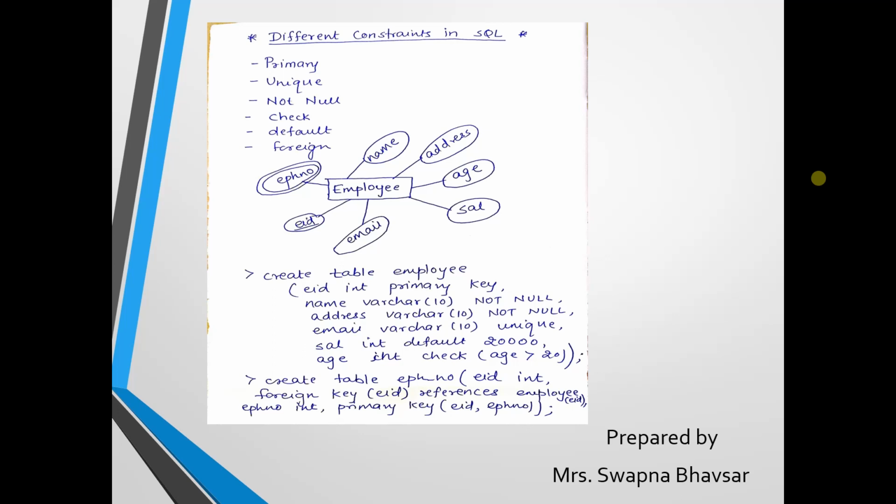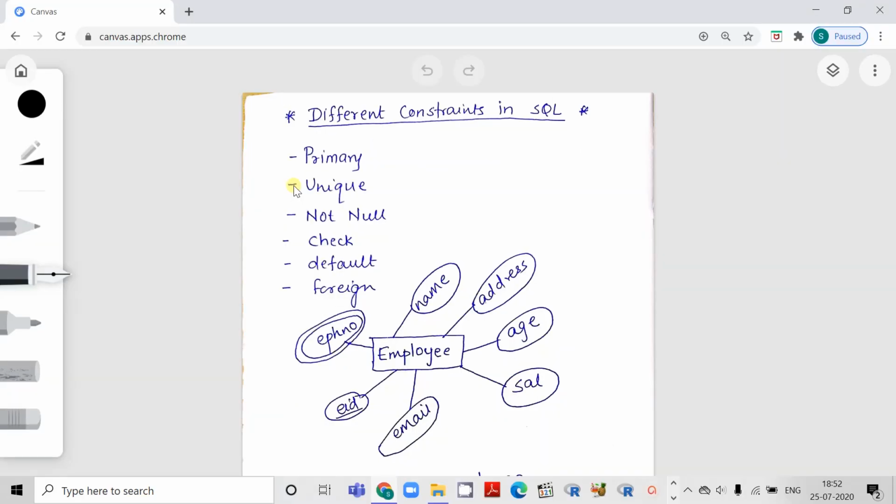is called a constraint. So in SQL we have different constraints like primary key constraint, unique key constraint, not null, check, default constraint, and foreign key constraint, and I will be explaining these different constraints by giving an example of the employee entity set. We will consider employee a strong entity set which has different attributes like EID, email, salary, age, employee's name, employee's address, employee phone number. So one by one I will be explaining each and every constraint that can be applied on the table.